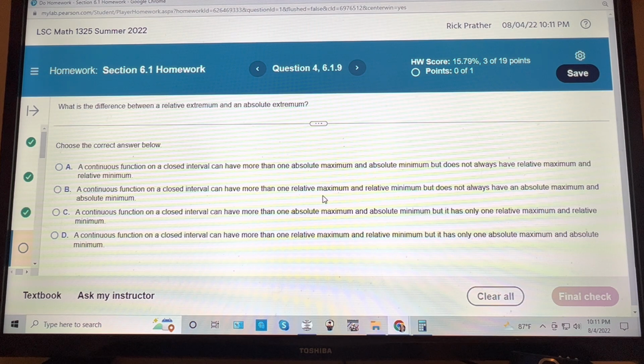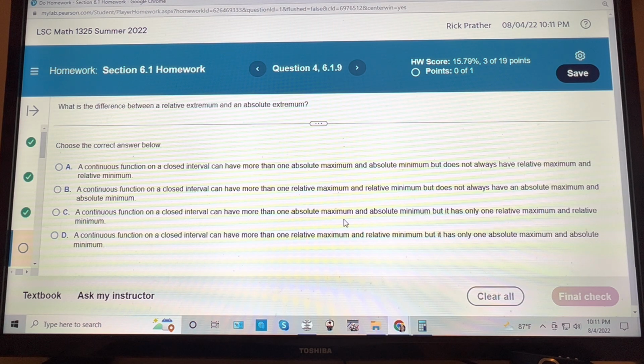Can have more than one. Trying to see what the difference here is. A continuous function on a closed interval can have more than one absolute maximum. No, it's guaranteed to have only one. Now there can be a tie if two spots are tied for the highest, but it can't have more than one if they're different. Can have more than one absolute maximum, absolute minimum, but does not always have a relative max or relative min. Can have more than one relative maximum, relative minimum, but does not always have an absolute max or absolute minimum.